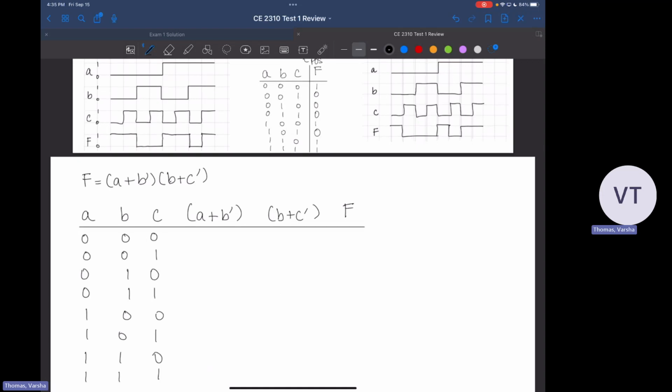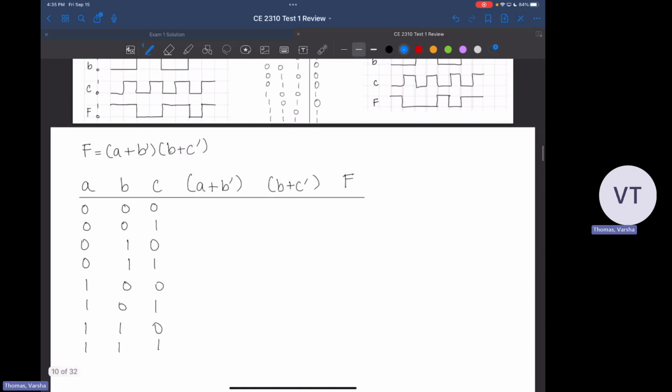Okay, so for this first term, you have A or B naught. Let's write in blue. You got 0 or 1, which gives you 1, 0 or 1, 0 or 0, 0 or 0, oops, 1 or 1, and then 1 or 0 is going to be 1, 1 or 0 is also going to be 1. So those are all the output values for that first term.